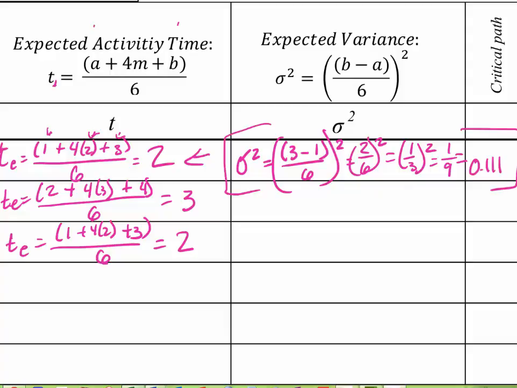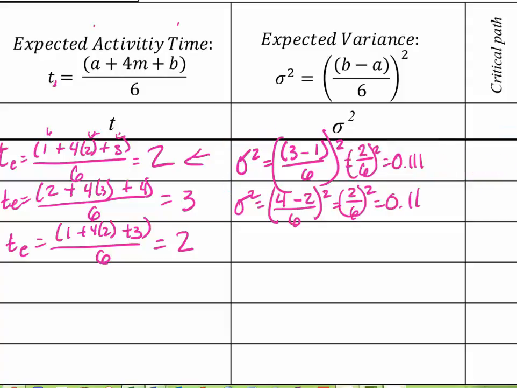I wrote all this out just to show you. You can do it by hand or just stick it in your calculator, but you should write enough information here that you can follow it. I'm going to reduce this down, but I wanted to show you how I got it. Then I went ahead and did the second one. It's the same thing: we still end up with 2 over 6, which is still 0.111. And this third one is exactly the same because it's the same numbers, so we don't need to write that out.